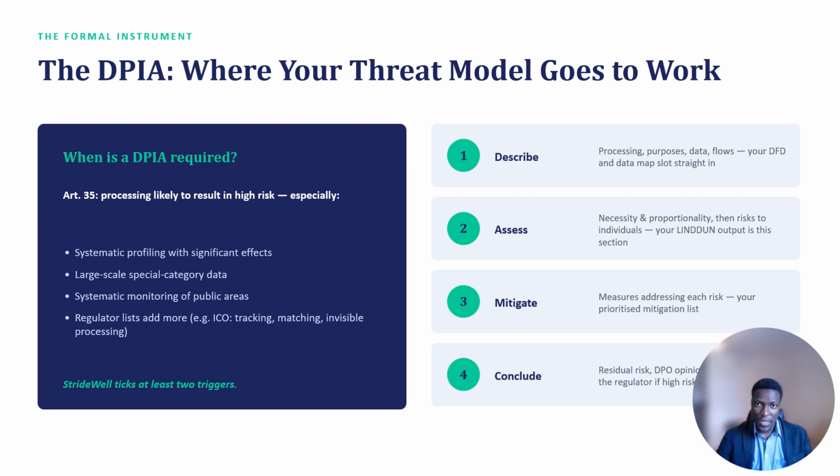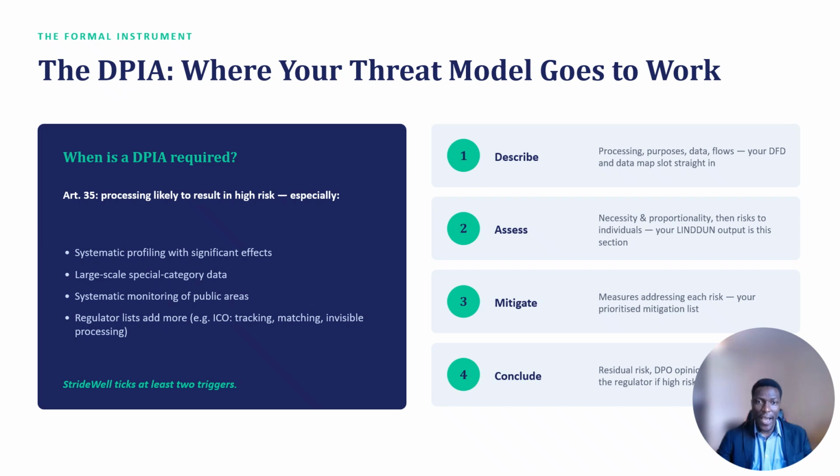Now let's connect the craft to the legal instrument. Article 35 requires a data protection impact assessment when processing is likely to result in high risk, with some named triggers like systematic profiling with significant effect, large-scale special category data, and systematic public monitoring. Regulators like the ICO add tracking, matching, and invisible processing to high risk. So Stridewell ticks at least two.